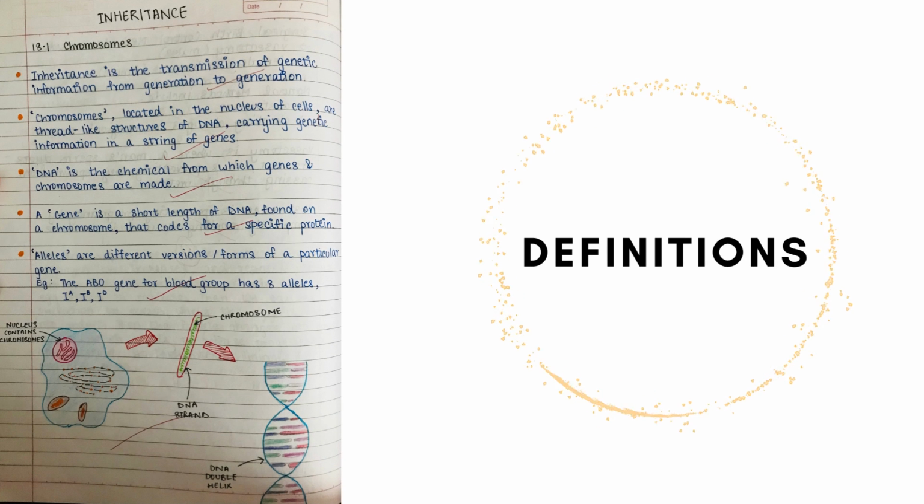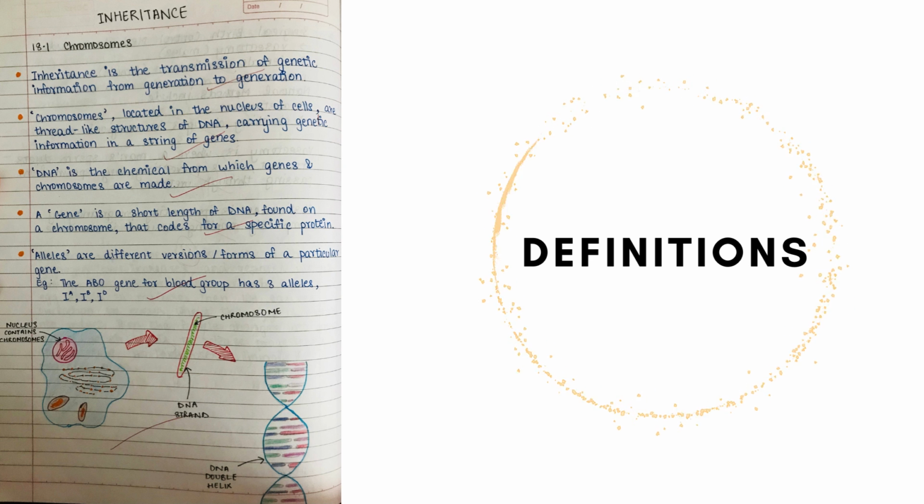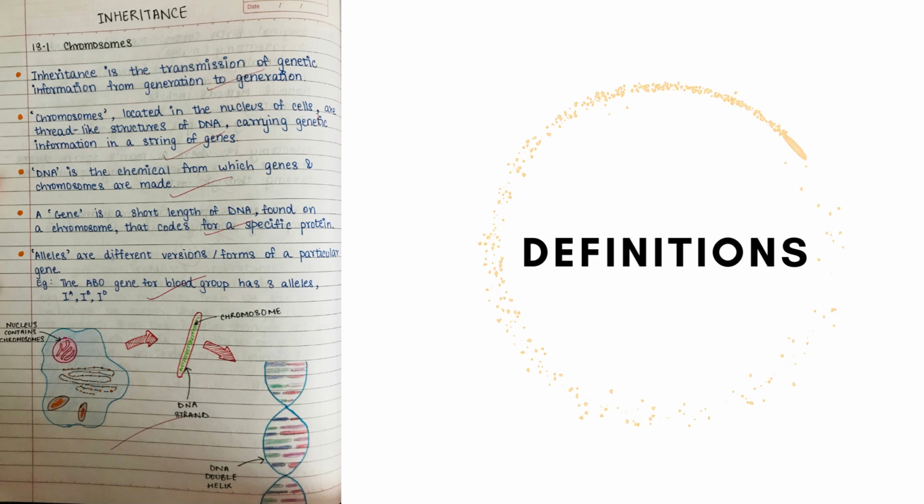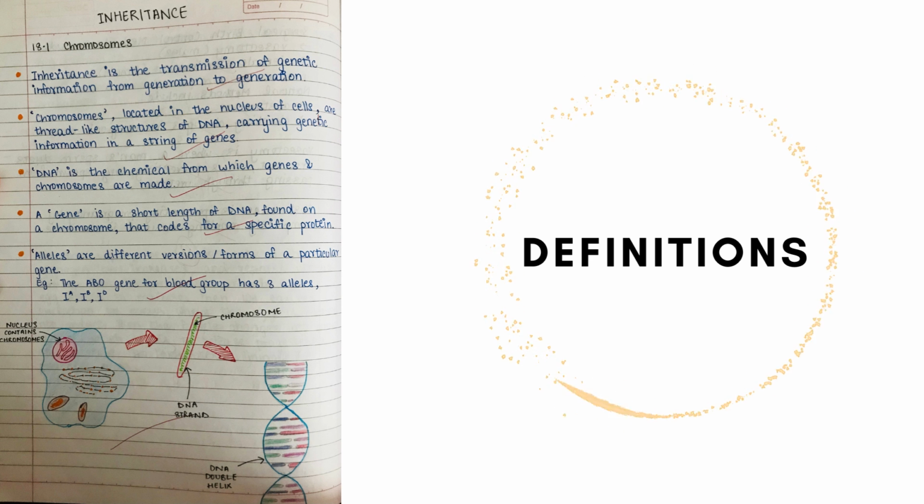So what is inheritance? Inheritance is the transmission of genetic information from one generation to the next. Chromosomes are thread-like structures of DNA that carry genetic information in a string of genes. DNA is a chemical from which genes and chromosomes are made. A gene is a short length of DNA that codes for a specific protein. It is found on a chromosome. Alleles are different versions of a particular gene.